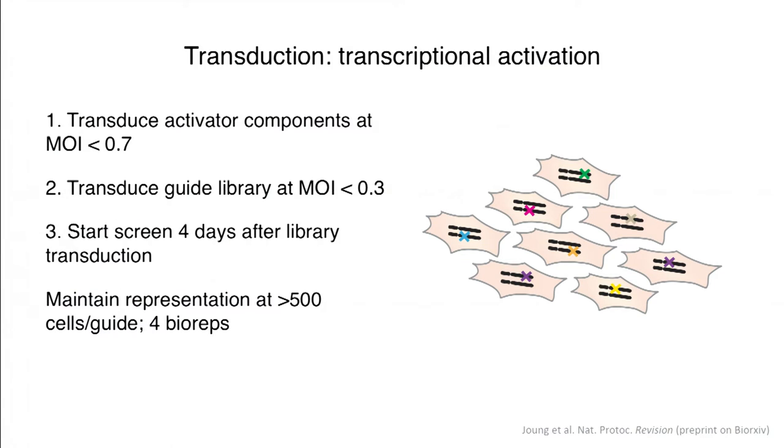And for transcriptional activation, we transduce the activator component similarly at an MOI of 0.7, and then we transduce the guide library at an MOI of less than 0.3. For activation, because we see very robust activation like a day or two after transducing the guide, we can start as early as 2 days after library transduction, but because there's usually a selection period for the screen, we recommend starting a screen 4 days after library transduction, unless your selection is very, very quick and you can start after 2 days. And again, we maintain representation of 500 cells per guide during this process.